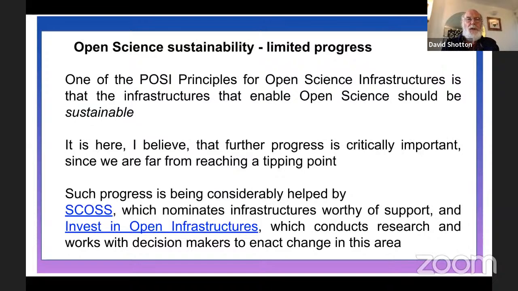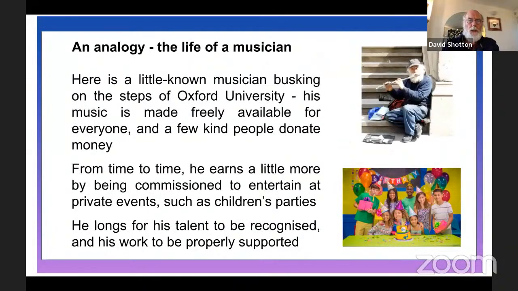In terms of the sustainability of open science infrastructures, I think the progress has been much more limited. One of the POSI principles is that infrastructures that enable open science should be sustainable. And it's here, I think, as Silvio just mentioned, there is a need for much further progress. We're very far from reaching a tipping point, although progress has been considerably helped by SCOSS and by Invest in Open Infrastructures.